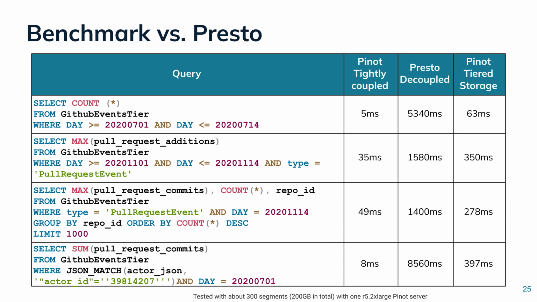So now let's see the numbers in the table. Overall, we can see Pinot with tiered storage was about 5x to 20x faster than Presto. And the speedup was mainly from the indexing techniques supported by Pinot, like inverted index, range index, or JSON index, which are very effective for the test queries here. But compared with the baseline Pinot, we still see a clear slowdown. This showed us that the two techniques we implemented in this early version are not super effective at hiding all the data access latency from S3.